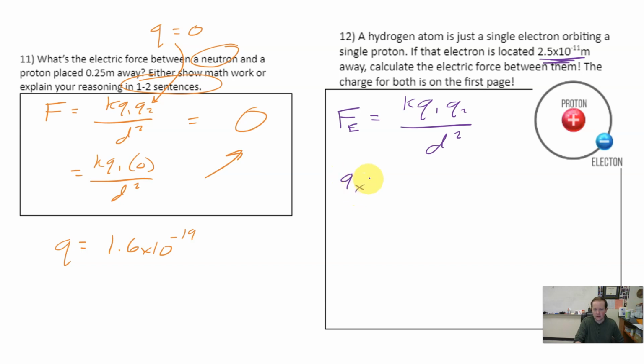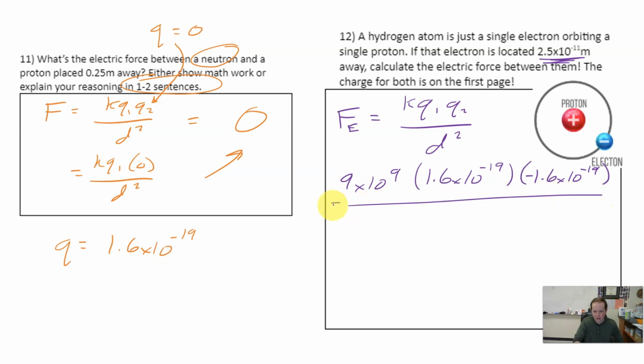K, oh my gosh, I'm so old, I just had it memorized and burned into my brain over all these years. Q1, let's put in the proton's charge, positive 1.6 times 10 to the negative 19. What's the charge of an electron? Use the first page if you need to. It's negative 1.6 times 10 to the negative 19. All right, that's the charge of each. Divided by, how far apart are they? I forgot my equal sign. 2.5 times 10 to the negative 11th, excuse me. Let me erase that. The negative 11th. And it's a distance. I have to square that distance in the denominator.